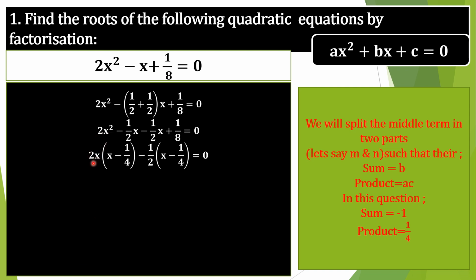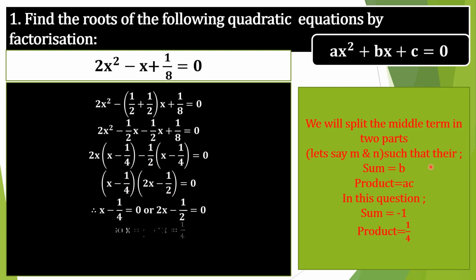2x is common. We are left with x, and x is outside, 2 is outside, so 1 upon 4. Now see, when we open this bracket, 1 upon 4 into 2x gives us 1 upon 2x. Clear? It's minus 1 upon 2 x minus 1 upon 4. 1 upon 4 is common in both the terms. Take it common, left with 2x minus 1 upon 2.